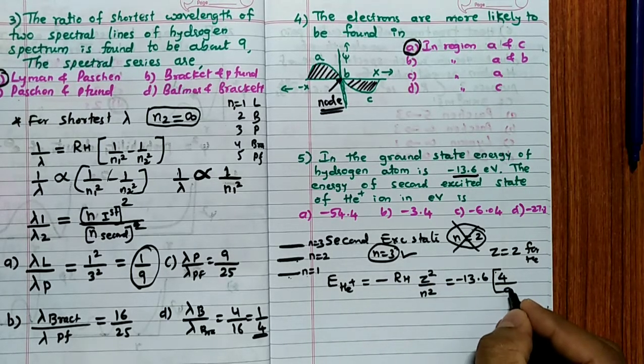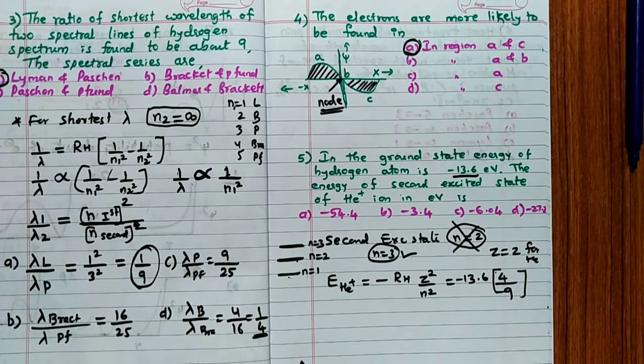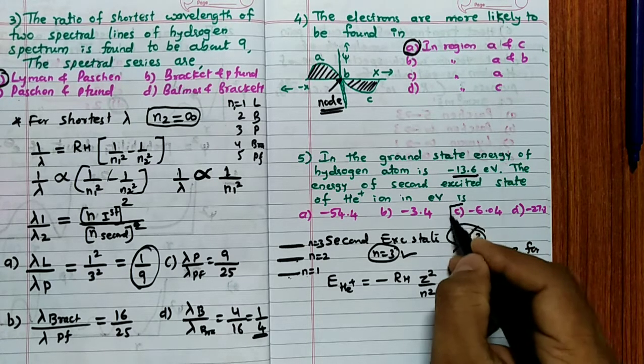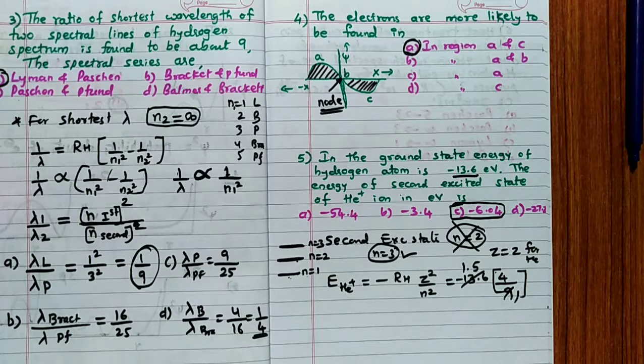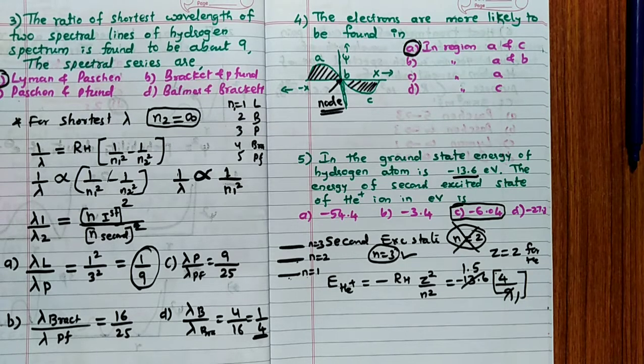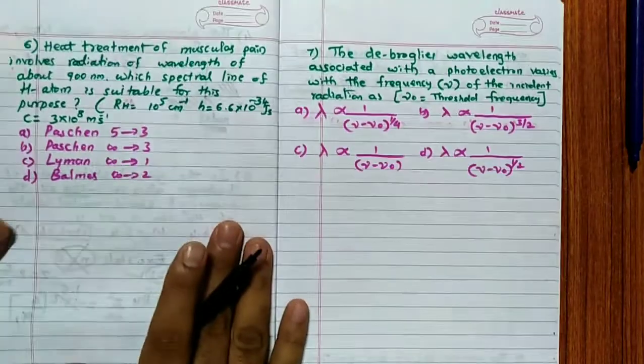3 means I will write it as 3 square, 9. So 4 by 9. Right? Now how to simplify? Very simple. 9 ones are 9, so 4 is left. 9 fives are 45, 1.5, so 1.54. So the answer for this particular question should be 6.04. Your mathematical skill should be very fast. Remember that important point. Then sixth question.